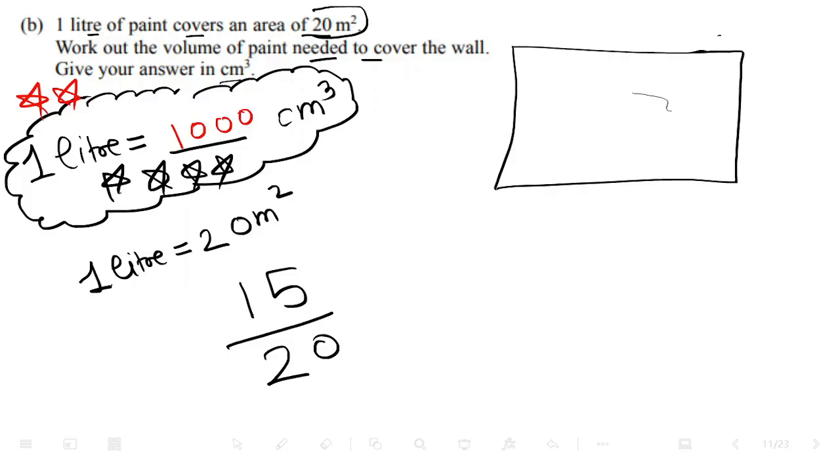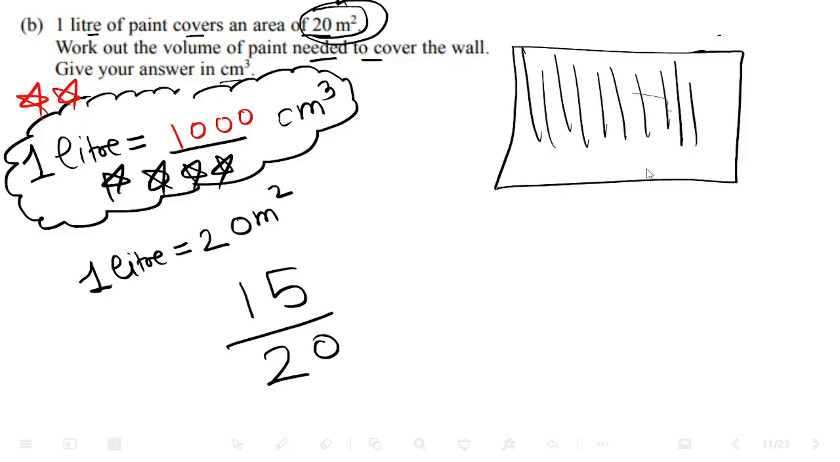Okay, now see how this is going to work. So basically, what is exactly happening? Firstly, we have to understand that it is given 1 liter of the paint covers this much area, right? So suppose this is some area, and we are assuming this whole area is 20 meters square, right?